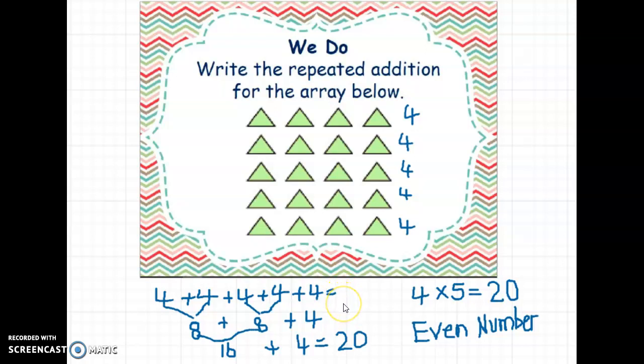Alright guys, so hopefully you got this correct. If not, please go ahead and review this. And we know when we wrote 4 times 5, we have 1, 2, 3, 4, 5. So the 4 repeated 5 times. 4 times 5 equals 20. Alright guys, time for you to practice.